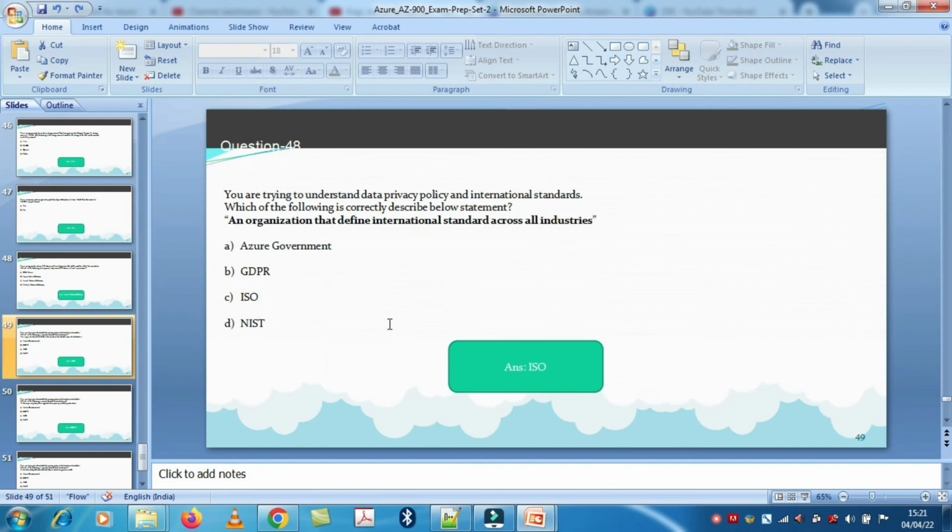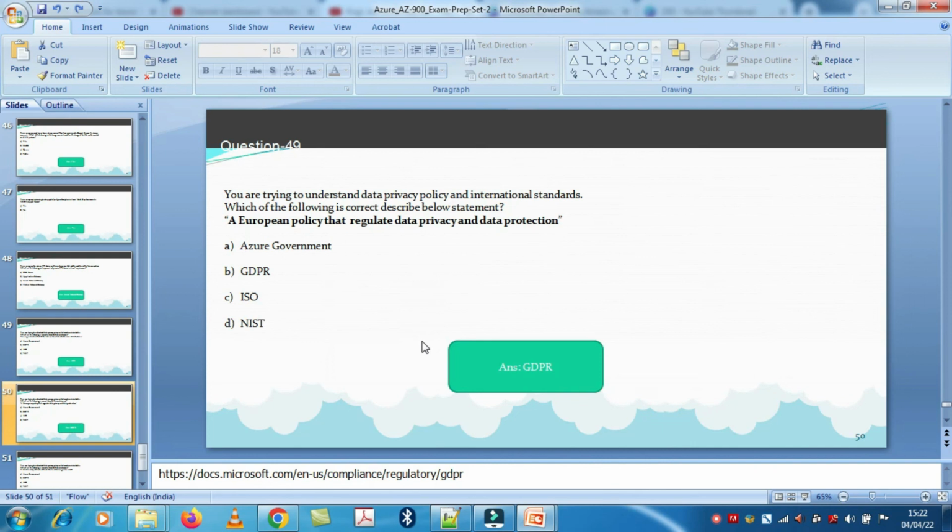You are trying to understand data privacy policy and international standards. Which of the following correctly describes the below statement? An organization that defines international standards across all industries: yes, ISO. International Standards Organization, right? That is called ISO. Now, the European policy that regulates data privacy and data protection is GDPR. If you go and read the full form of GDPR, you will get your answer: it regulates data privacy and data protection.